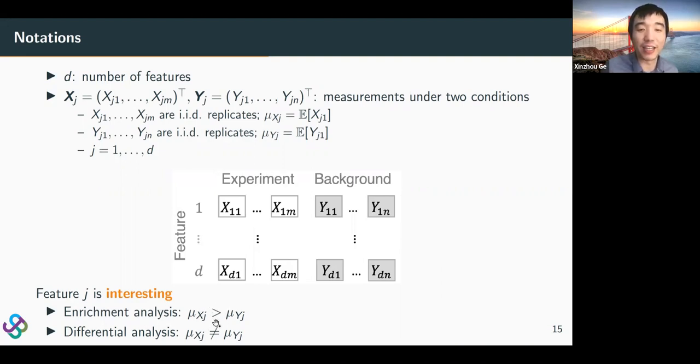Mu_xj and mu_yj are something that we don't really know, but we believe it is some truth, and we want to analyze whether it is different between the two conditions.